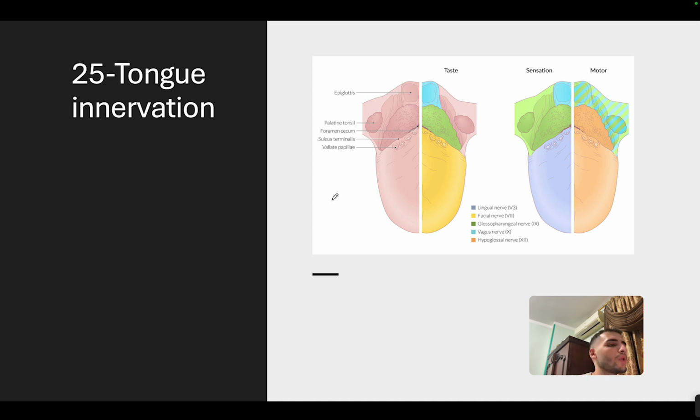Okay. The next extreme high yield concept is tongue innervation. You need to know that tongue innervation motorly will be cranial nerve 12. That's why we said when a person is having tongue deviation, then we know that it's a cranial nerve 12 affection, then we know it's a medial medullary syndrome. Okay, so most of the motor would be cranial nerve 12.